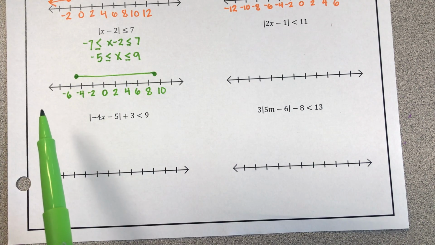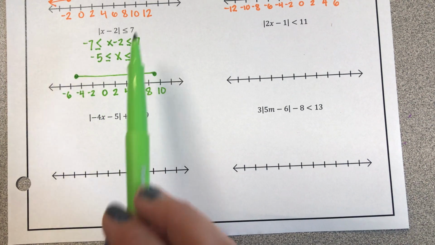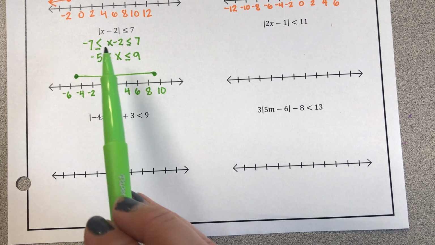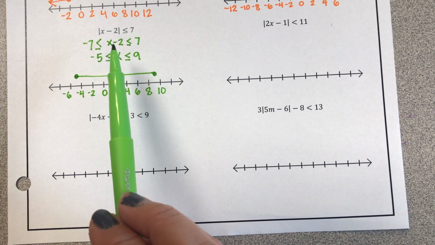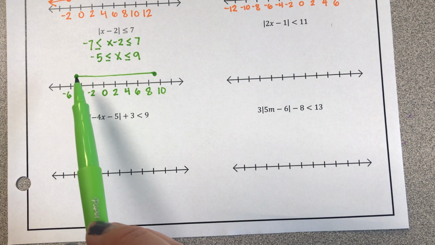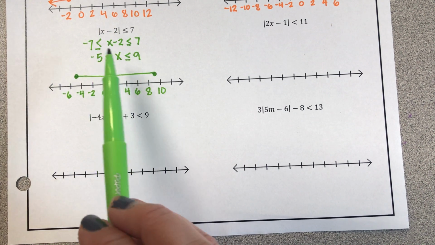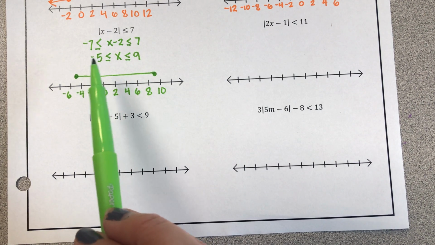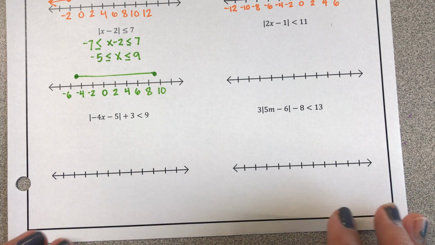0 minus 2 is negative 2. The absolute value of negative 2 is 2, which is less than 7. Let's say I picked 8. 8 minus 2 is 6. The absolute value of 6 is 6, which is less than or equal to 7. Let's say I picked negative 5. Negative 5 minus 2 is negative 7. The absolute value of negative 7 is positive 7, which is less than or equal to 7.